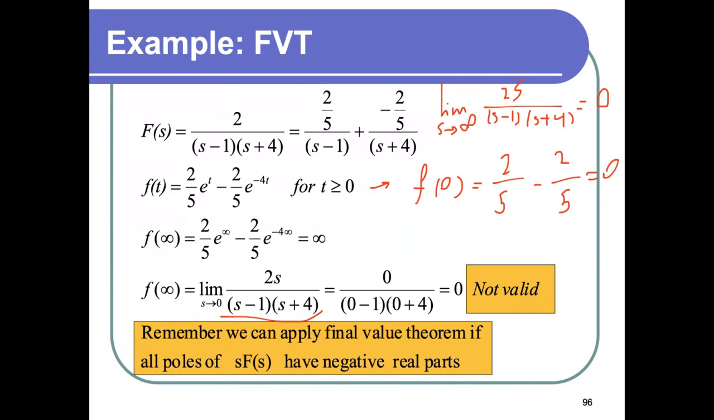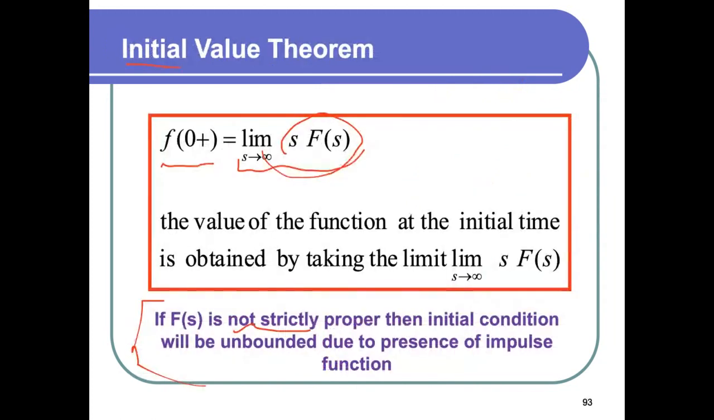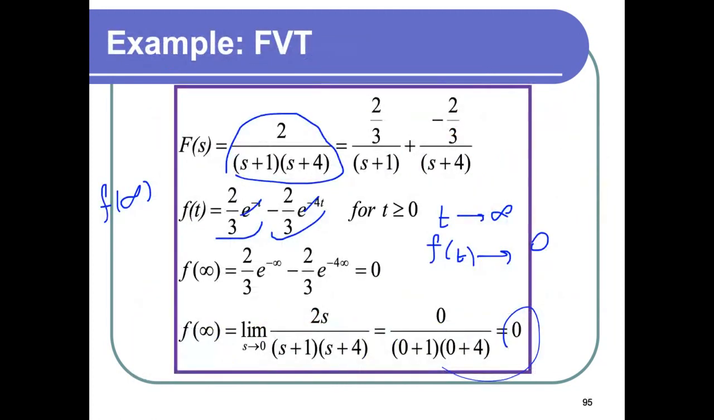So the initial value theorem applies because it's a strictly proper rational function. So here, you can apply the initial value theorem, but you cannot apply the final value theorem because of the positive pole. But if the system has negative real parts, even if it's not, let's say, strictly proper, then you might be able to apply the final value theorem, but not the initial value theorem, because each one of them has certain conditions.